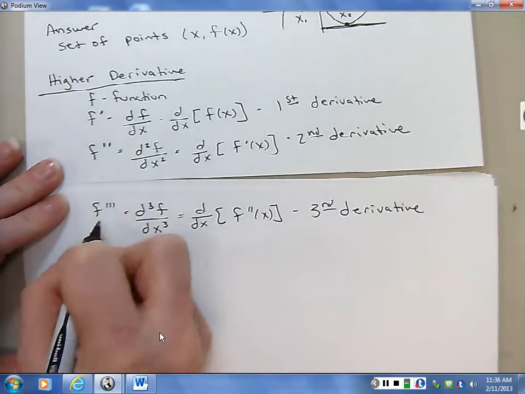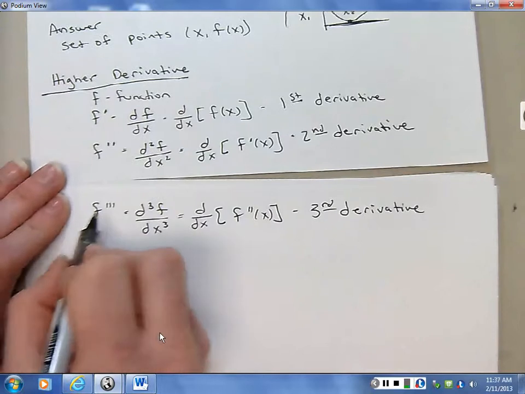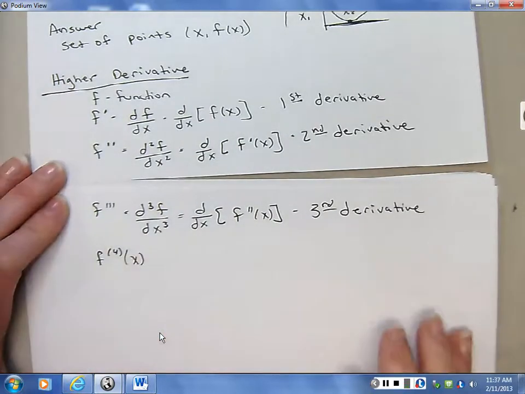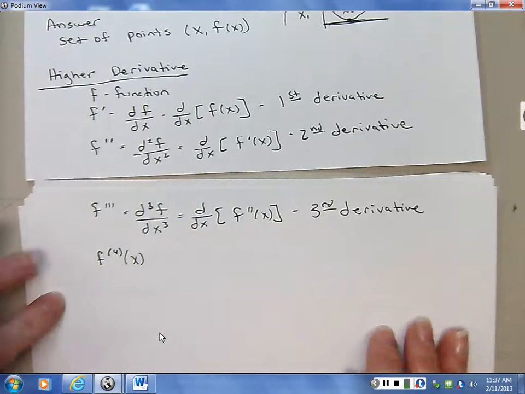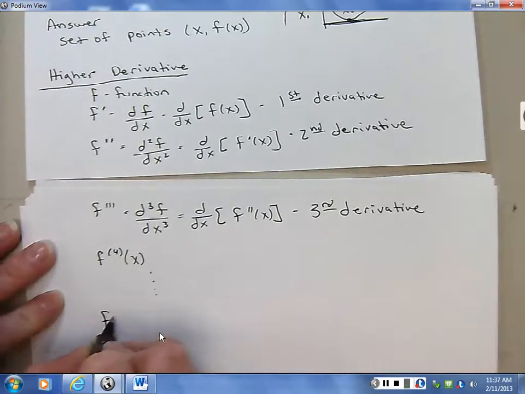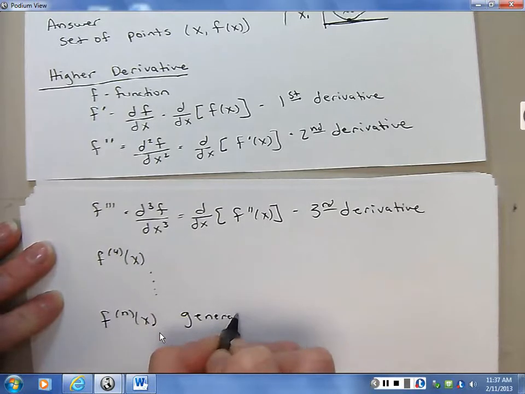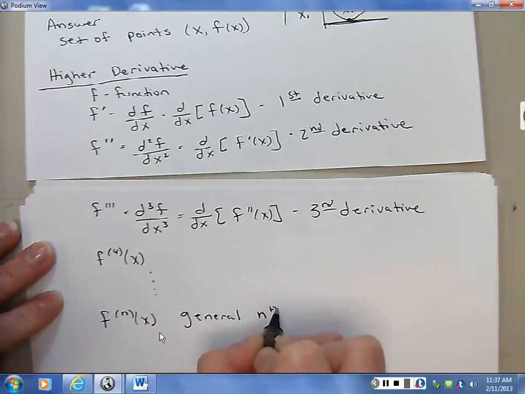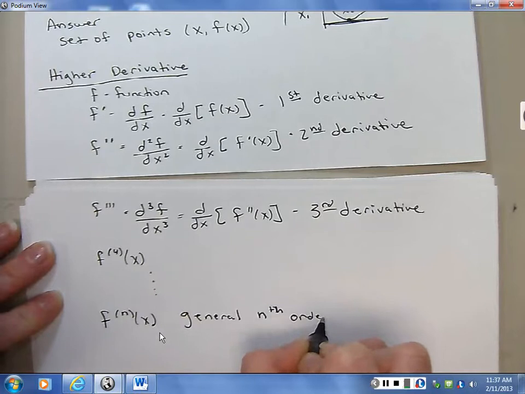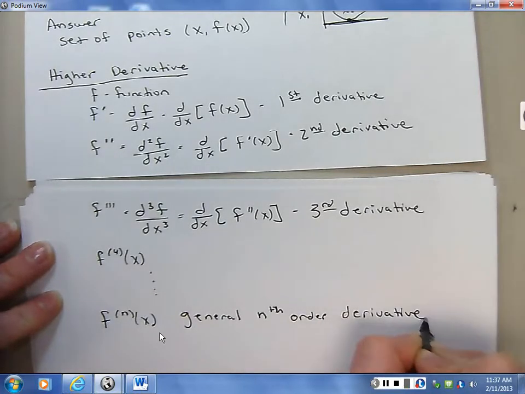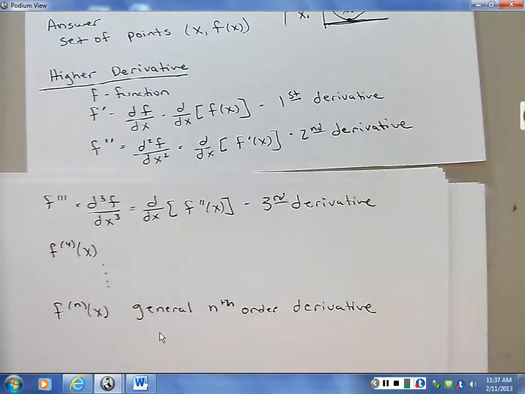After the third derivative, we stop using these tick marks and we use something that looks like this. The fourth derivative. And we can say the nth derivative. This would be the general nth order derivative. Right? So you just keep differentiating.